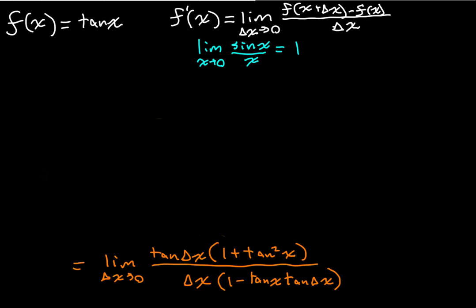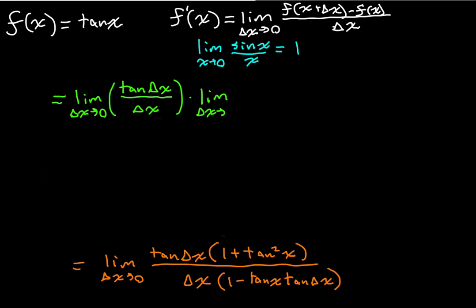But how so? Well, let's see. What I'm going to say is that this limit here, by the limit properties, is going to be the same as the limit as delta x goes to 0 of tangent of delta x divided by delta x. Ooh, and maybe that's interesting to you. Times the limit as delta x goes to 0 of 1 plus tangent squared of x over 1 minus tangent of x times tangent of delta x.